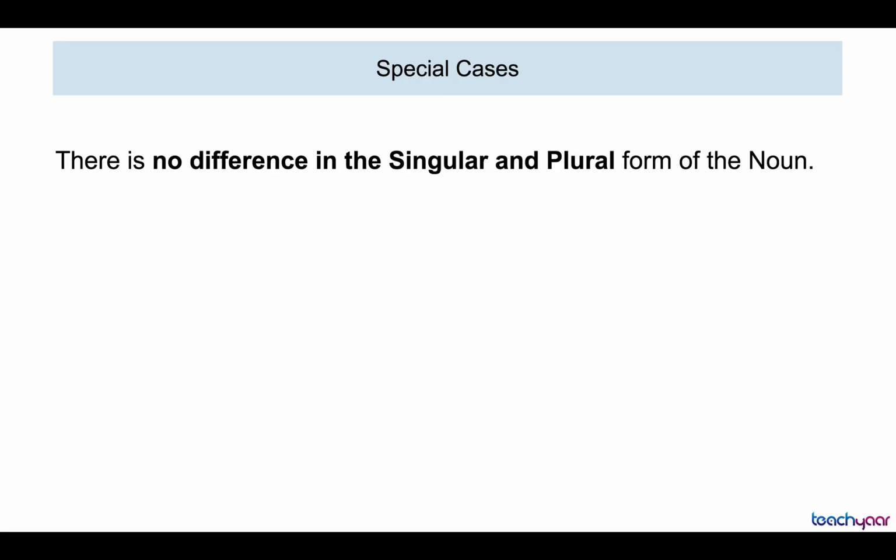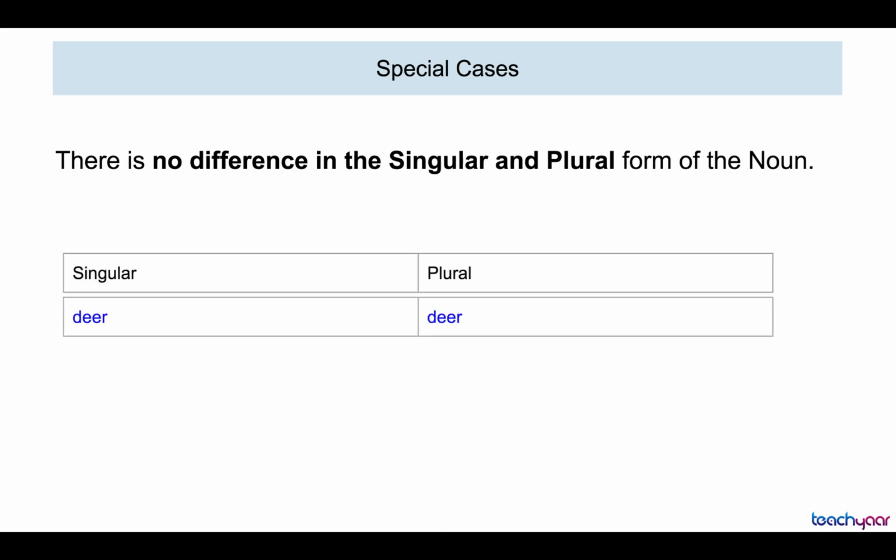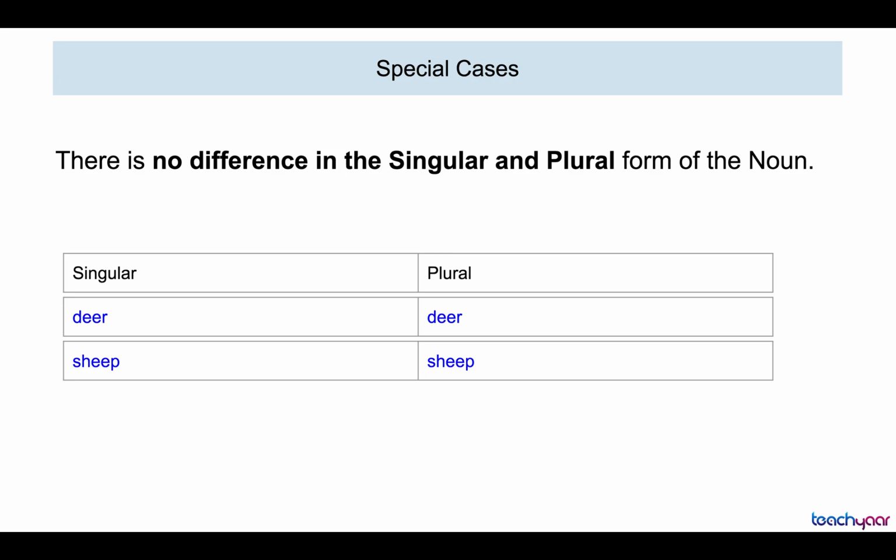In certain cases, there is no difference between the singular and the plural form. They are the same. Deer. Whether it is singular or plural, the word remains deer. Sheep is singular and sheep is plural too.